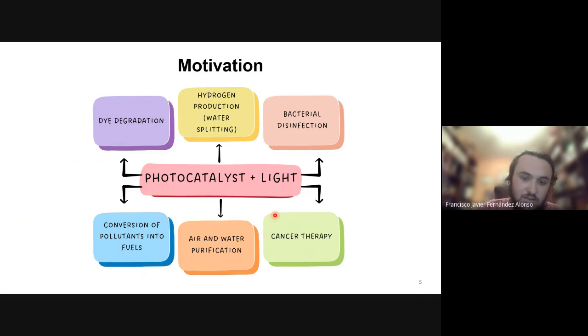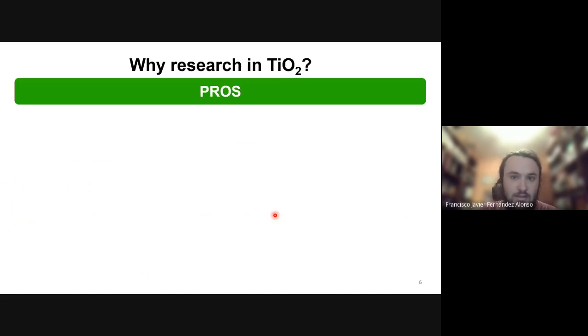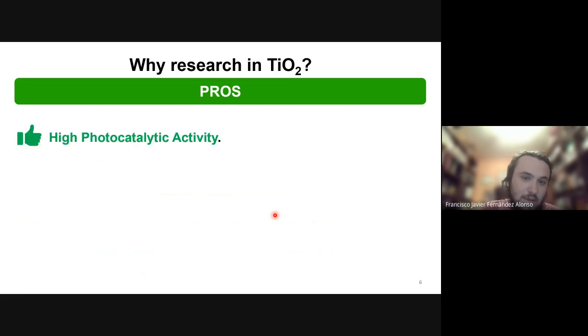So in this first work, what we did is to synthesize hydrogenated titanium oxide nanostructures, and as a proof of concept, we applied them in the photodegradation of acetaminophen for water purification. So why did we decide to work with titanium oxide? Titanium oxide is one of the most used and most studied photocatalytic materials, mainly because it has a very high photocatalytic activity under ultraviolet illumination.